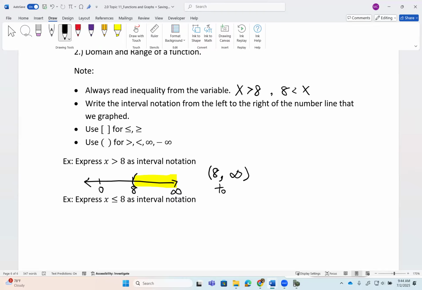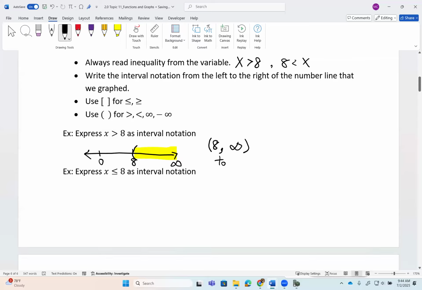All right. If you read from the variable, the next example says x ≤ 8, right? Numbers that are smaller than or equal to 8. So let's say 0 is here, 8 is here. Numbers smaller than 8 have to be to the left side of 8. How far left does my answer go? If I keep going, it has to go to negative infinity.